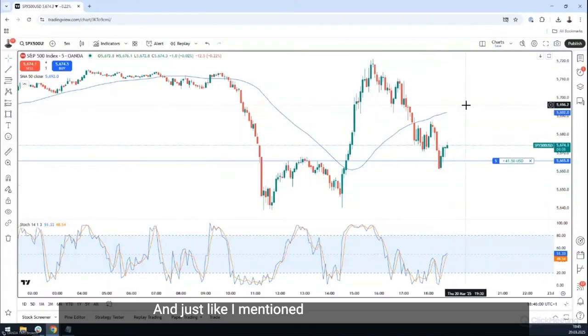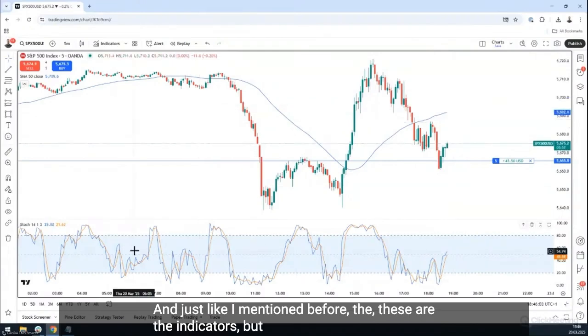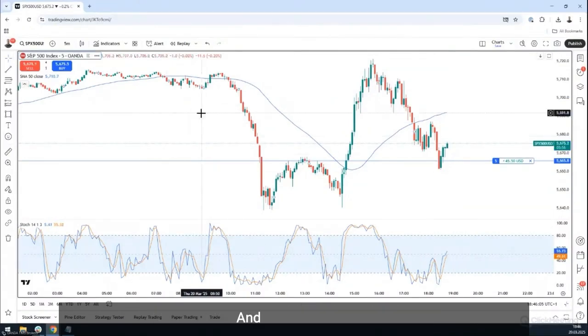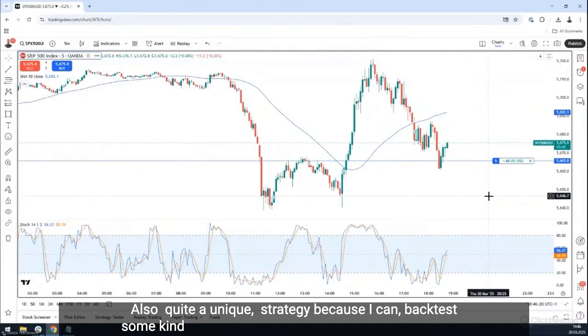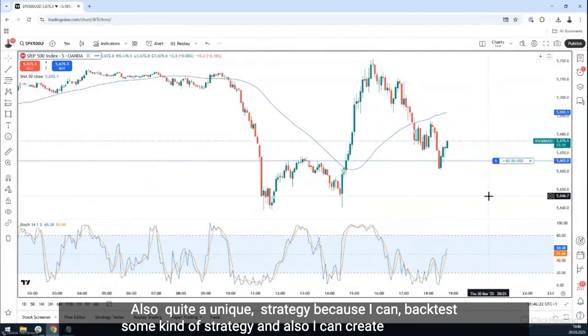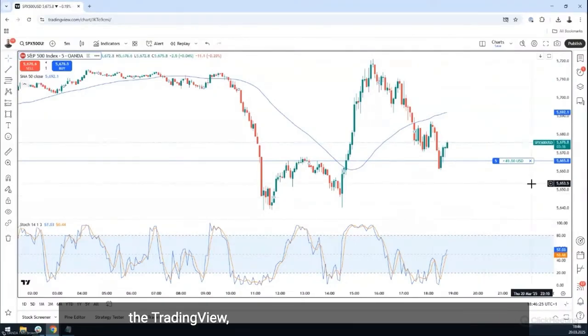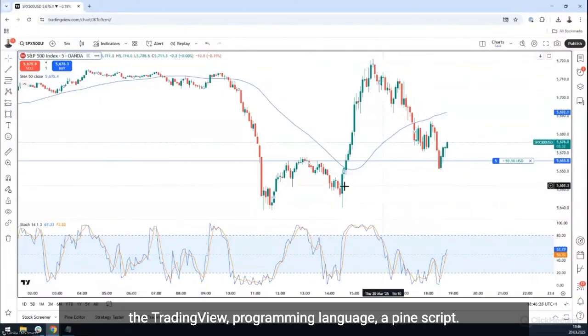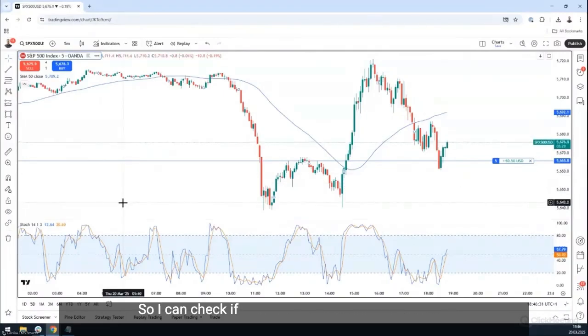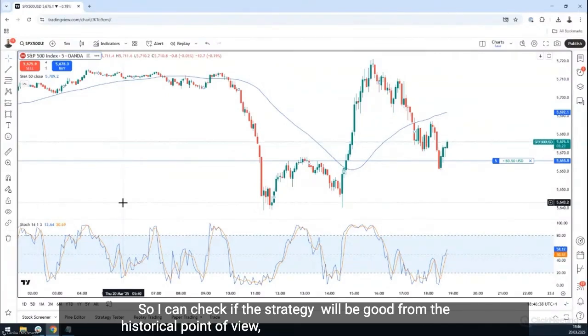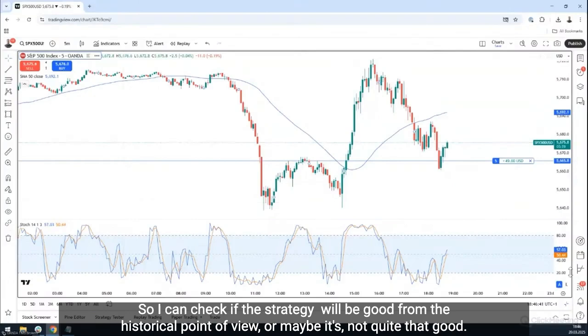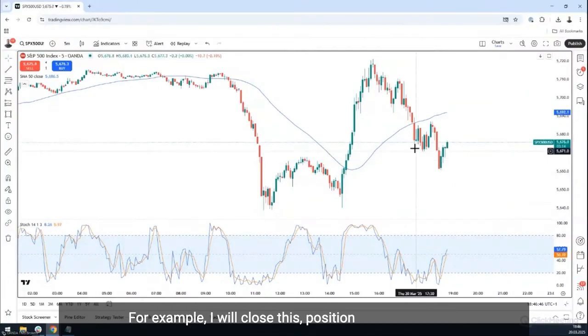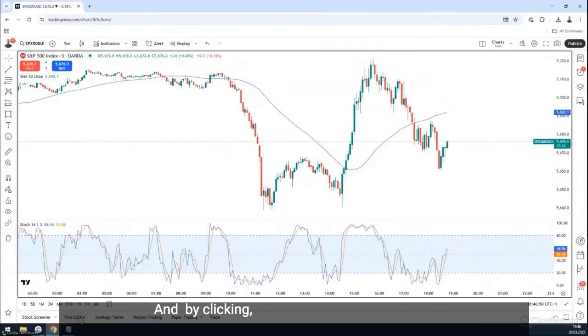And just like I mentioned before, these are the indicators, but there are also the strategies. And the strategies, I think it's also quite a unique feature, because I can test some kind of strategy and also I can create a strategy in the TradingView programming language, Pine Script. So I can check if the strategy will be good from the historical point of view, or maybe it's not quite that good.